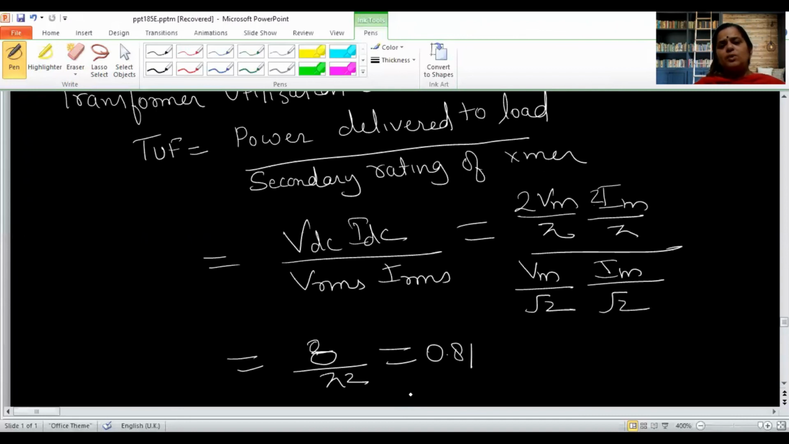So I hope I have cleared all the points related to the full wave rectifier. Now I am going to stop sharing my screen.